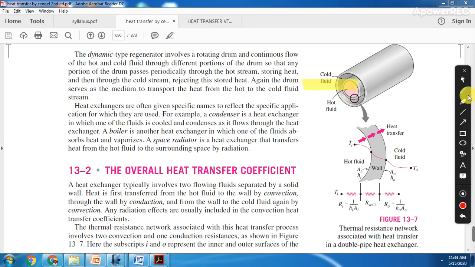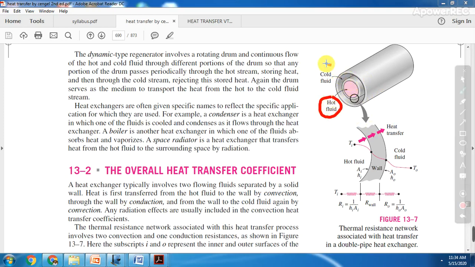Here, if we take this heat exchanger, heat transfer takes place from this hot fluid, which is inside, to the cold fluid outside. Actually, there is a wall in between the hot fluid and the cold fluid. There is no direct mixing of the fluids. Convection heat transfer takes place from the hot fluid to the wall. In the wall there is conduction heat transfer, and again there is convection heat transfer.